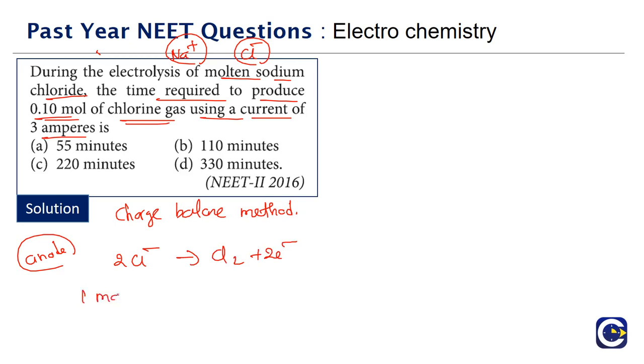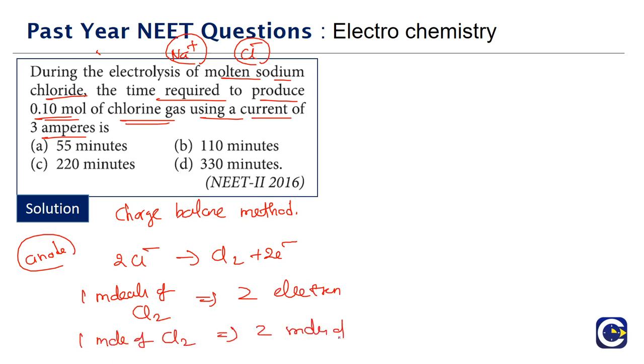Means for every 1 molecule of chlorine, we require 2 electrons. So 1 mole of chlorine will require 2 moles of electrons. To produce 1 mole of chlorine gas will require 2 moles of electrons. And we are not requiring 1 mole actually, we are requiring how much? 0.1 mole. So for 0.1 mole of Cl2, what is the number of electrons required? Just double that. See, 1 mole requires 2 moles, right? So 0.1 mole requires what? 0.2 moles of electrons. So this much electrons will be required.